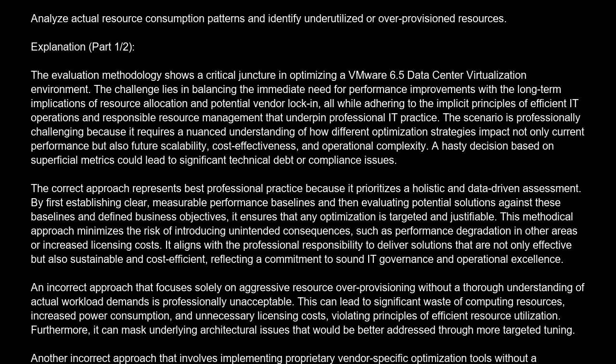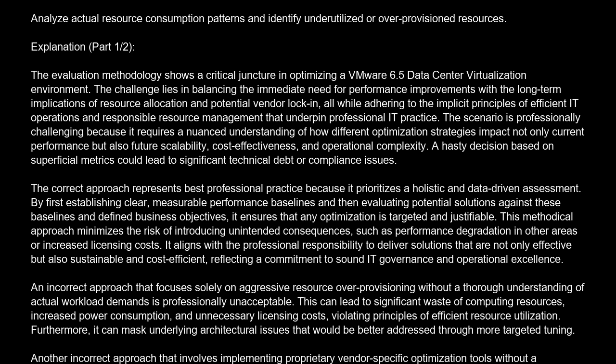The correct approach represents best professional practice because it prioritizes a holistic and data-driven assessment. By first establishing clear, measurable performance baselines, and then evaluating potential solutions against these baselines and defined business objectives, it ensures that any optimization is targeted and justifiable. This methodical approach minimizes the risk of introducing unintended consequences, such as performance degradation in other areas or increased licensing costs. It aligns with the professional responsibility to deliver solutions that are not only effective, but also sustainable and cost-efficient, reflecting a commitment to sound IT governance and operational excellence.